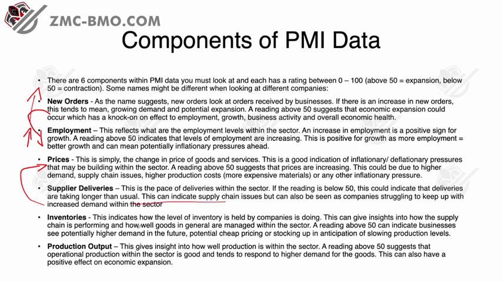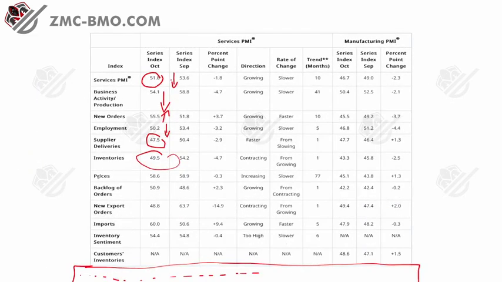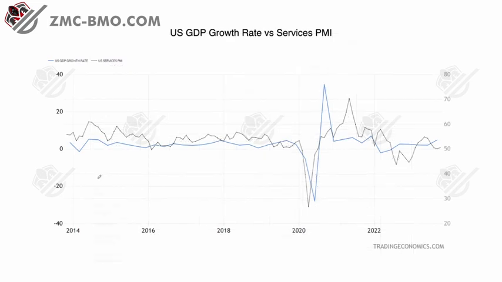Maybe there's a bit of supply chain issues. Maybe companies are struggling to keep up with the demand within the sector. It will have its reasons below there, of course. Now, here's just an example of US GDP growth rate versus the services PMIs. The US is largely services based anyway.